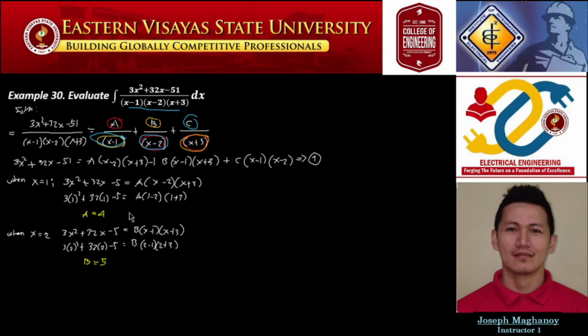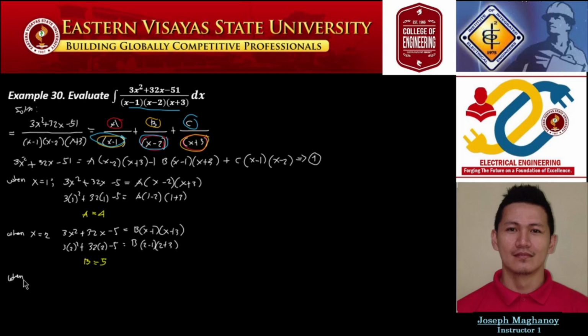Let's continue. Let's solve for our C, with respect to the term C, with the value of negative 3. Where did the negative 3 come from? If we equate this to 0, this will be 1. If we equate this to 0, this will be 2. If we equate this to 0, it will be negative 3. So same with our value of x when we assume.